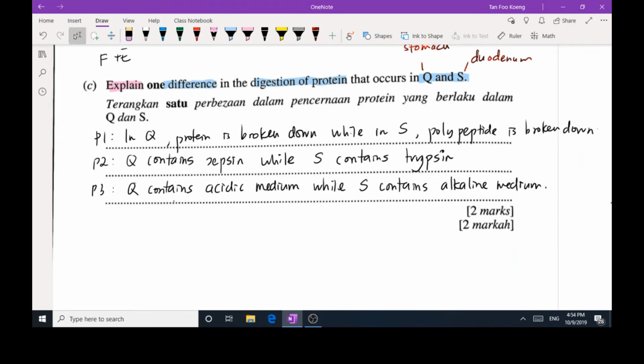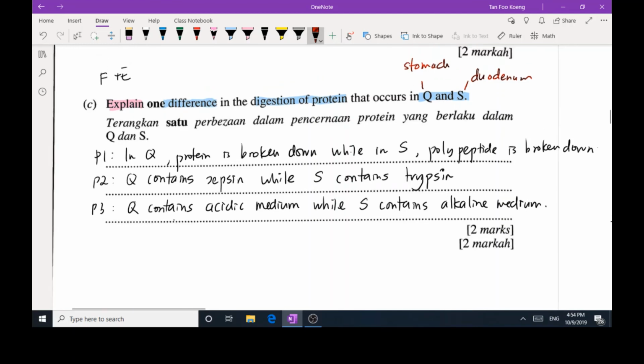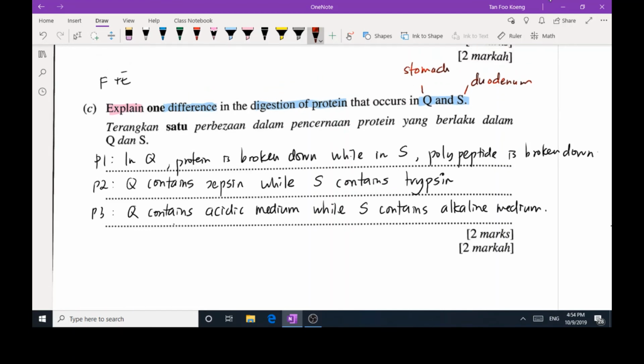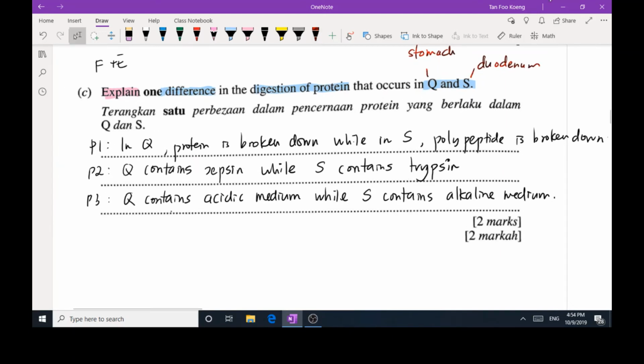Now let's look at C. Explain one difference in digestion of protein. Basically in Q we have the protein. The protein is hydrolyzed to polypeptides, but then in S, the polypeptides will be broken down into peptides. So in Q, protein is broken down. I use a connector here: well, in S, polypeptide is broken down.